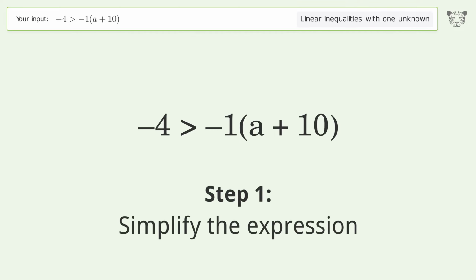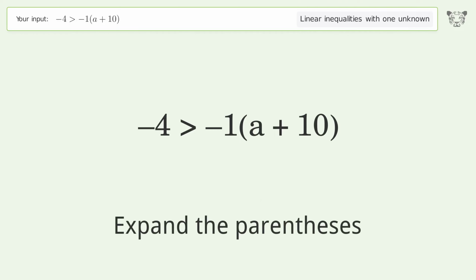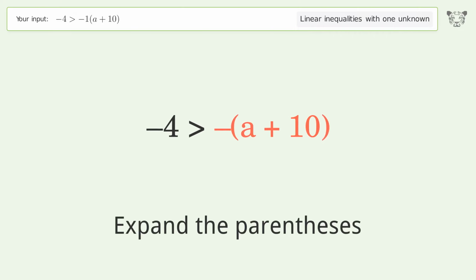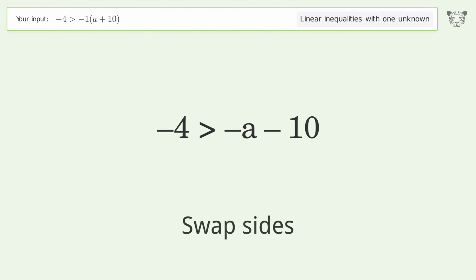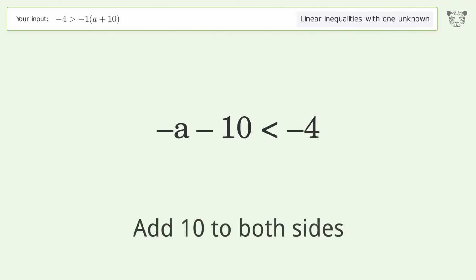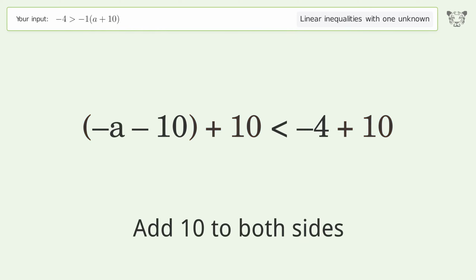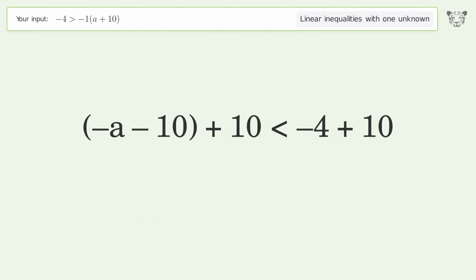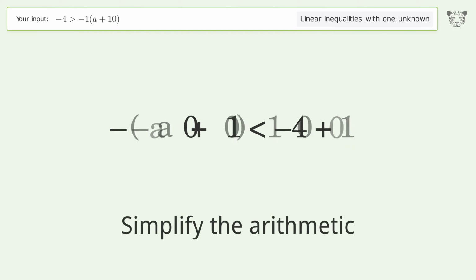Simplify the expression. Expand the parentheses. Swap sides. Group all constants on the right side of the inequality. Add 10 to both sides. Simplify the arithmetic.